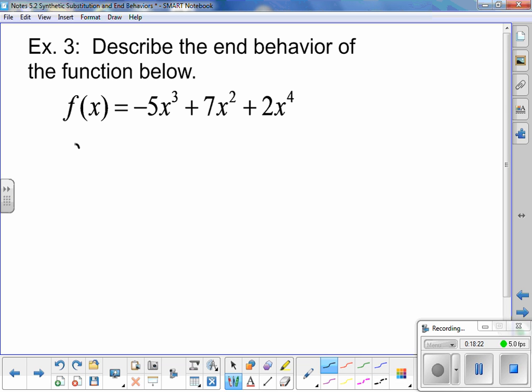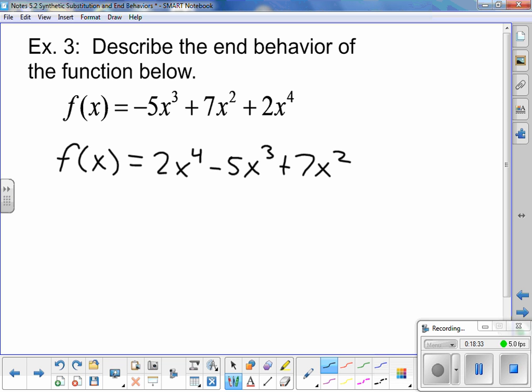So standard form would be f of x equals 2x to the fourth minus 5x to the third plus 7x squared. Now the nice thing about standard form, once you get in standard form and know the end behaviors, you just have to focus on the first term. You don't care about the rest of the stuff because that stuff affects the middle. The ending parts is affected by here.